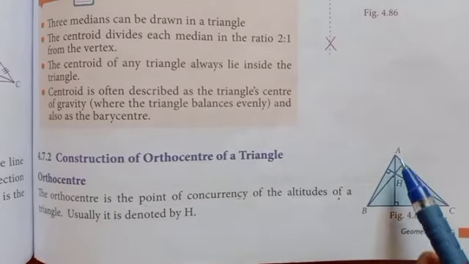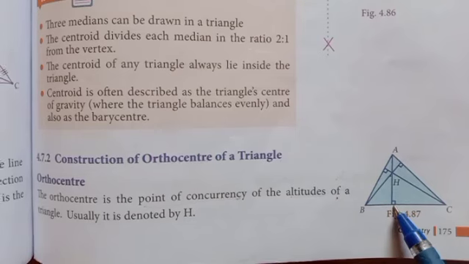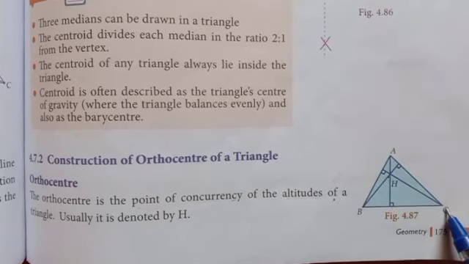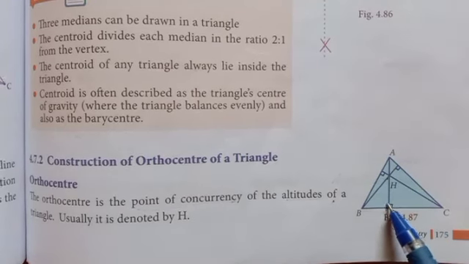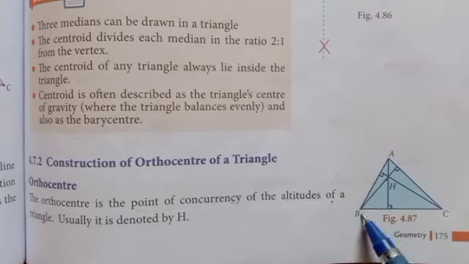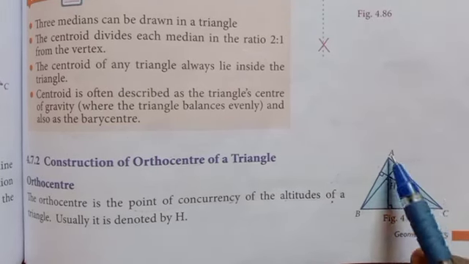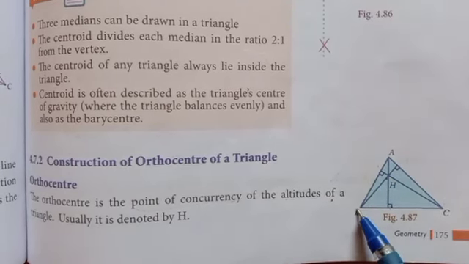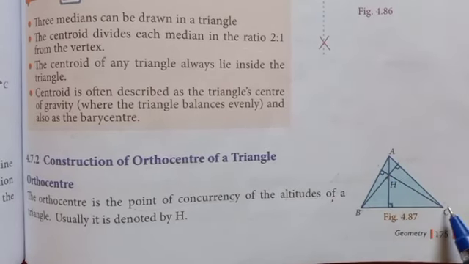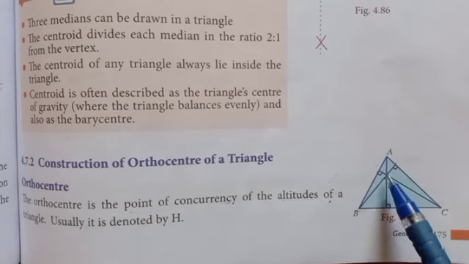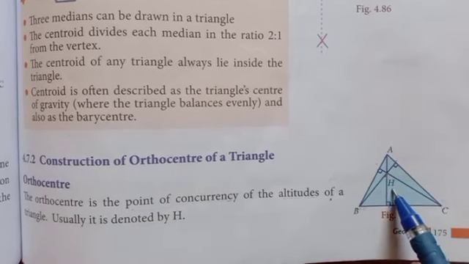Altitude means you have to draw the perpendicular line to the opposite vertices. For this side BC, opposite vertex is A. You have to draw the perpendicular line. For this side, opposite vertex is C. You have to draw this perpendicular line. This is altitude. For AC, opposite vertex is B. So you have to draw this perpendicular line. So the point of concurrency of these three altitudes is called orthocenter. It is denoted by the letter H.